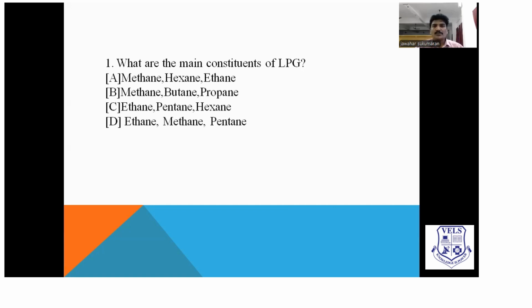What are the main constituents of LPG? A, methane, hexane, ethane. B, methane, butane, propane. C, ethane, pentane, hexane. D, ethane, methane, pentane. Which one? What's the correct answer?